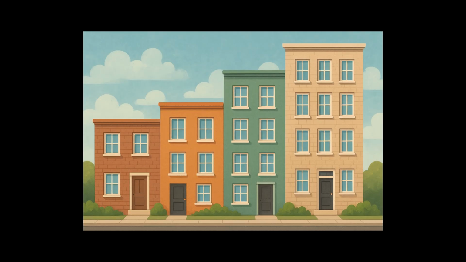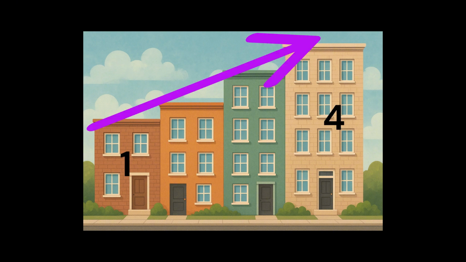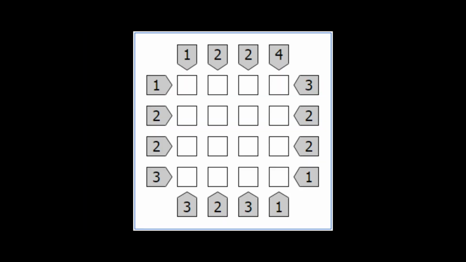You can think of the numbers as the apartments. So basically, 4 means the tallest, and 1 means the shortest apartment. The way you are going to place these numbers is that when you look from a specific perspective, you're only going to see a specific amount of apartments. Now, let's do an example.